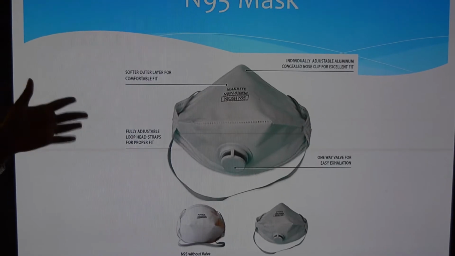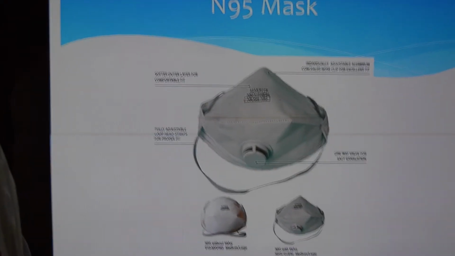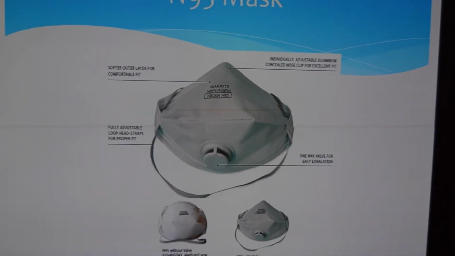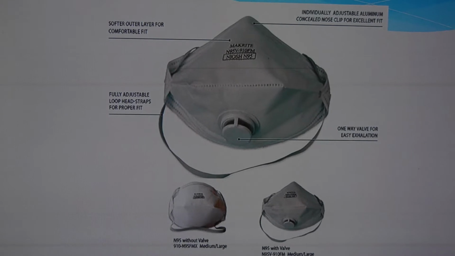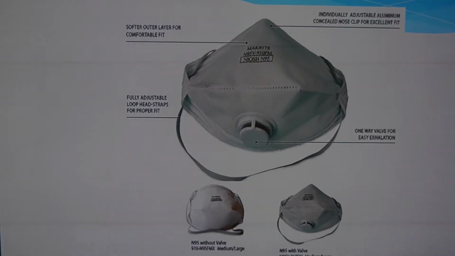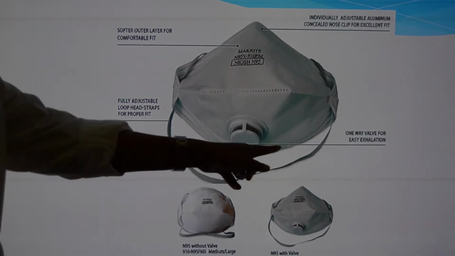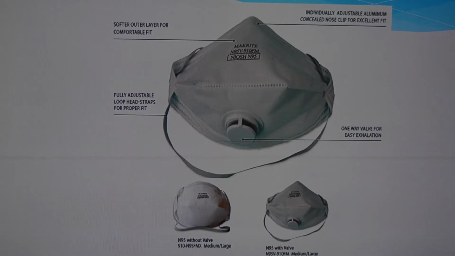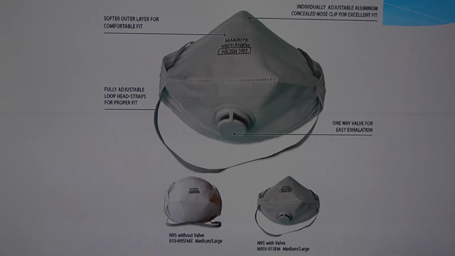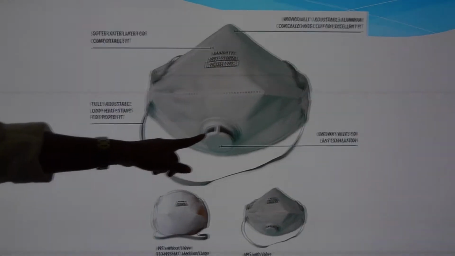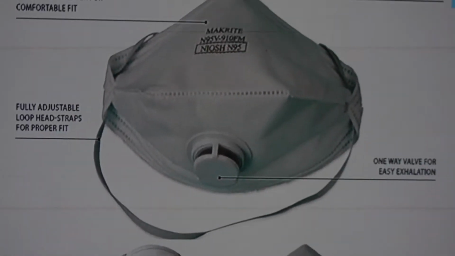Here's a photo of the N95 mask. This mask will be given to you by your healthcare facility because it has to be specially fitted for each individual's face. If not correctly fitted, it allows contaminated air to enter through any openings, and this will cause the person wearing the mask or the nurse to become infected. Here is a one-way valve that allows for the exhalation so the mask won't become hot and sweaty.